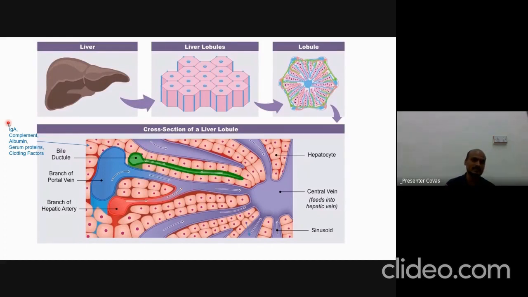Next, we have albumin. Albumin is a carrier molecule for many things like fatty acids, drugs, and even bilirubin. In the case of bilirubin, it is the molecule which carries unconjugated bilirubin towards the hepatocytes. Next, we have other serum proteins like clotting factors, and most of the things required are synthesized in the liver, right? Sometimes people call it the kitchen of our body. Most things are synthesized inside the liver.